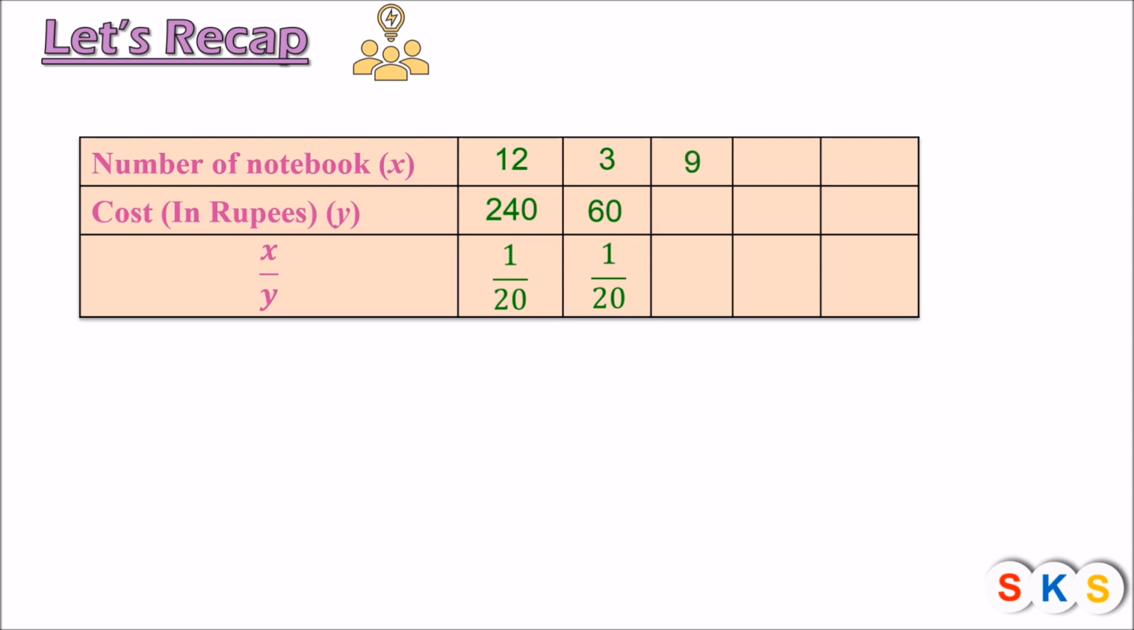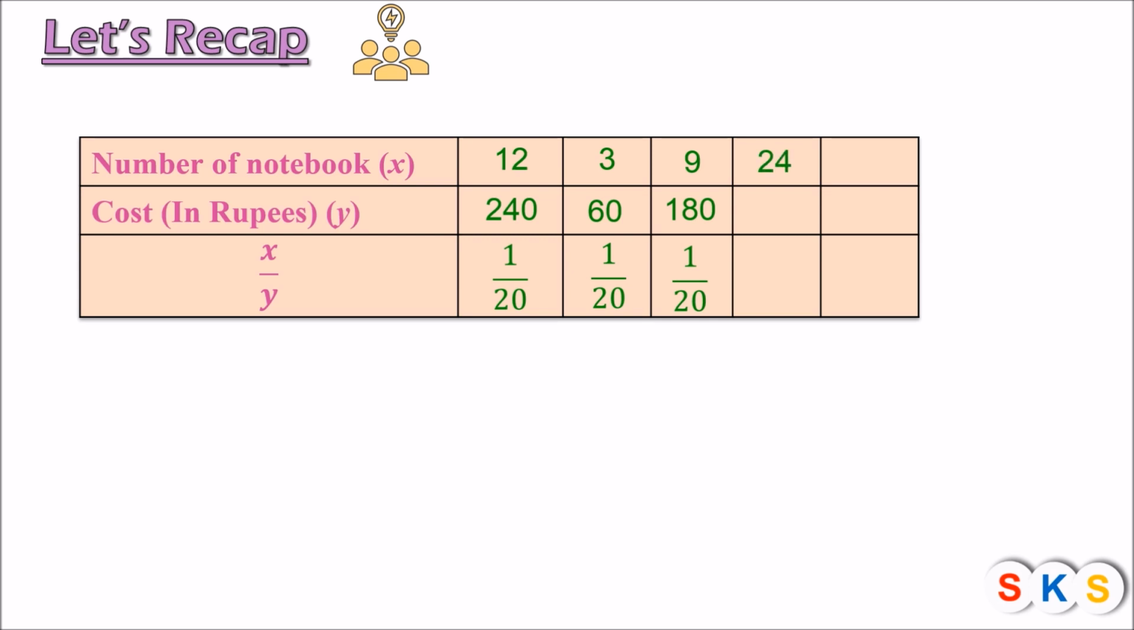Now suppose the number of notebooks is 9. So the cost of 9 notebooks will be 9 into 20, that is 180. Now we will find the ratio of 9 and 180. So 9 upon 180, in its simplest form, gives you 1 upon 20.